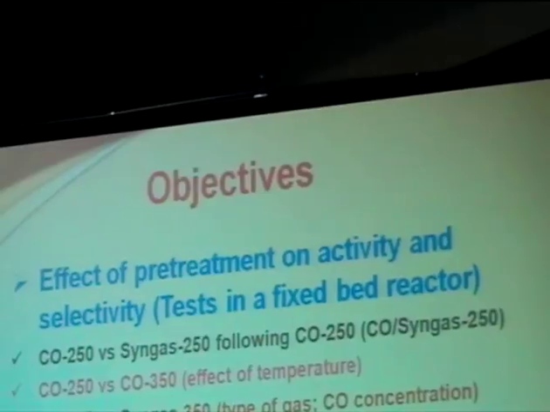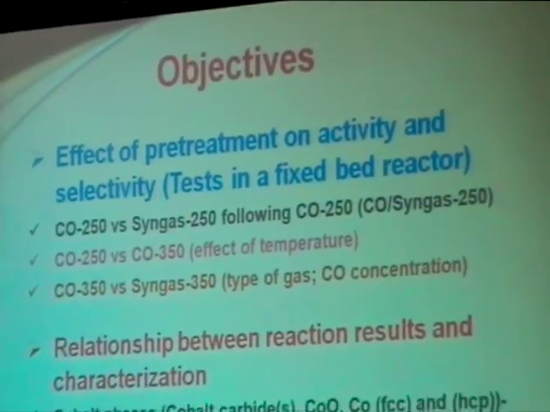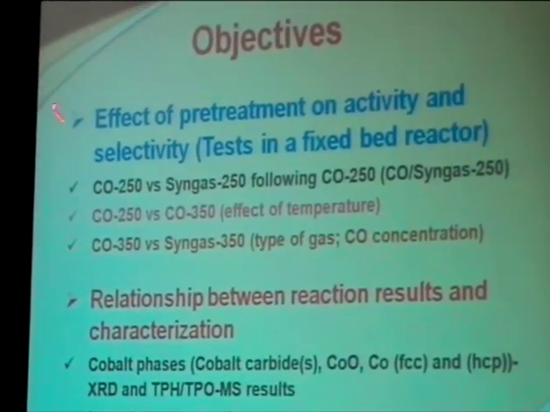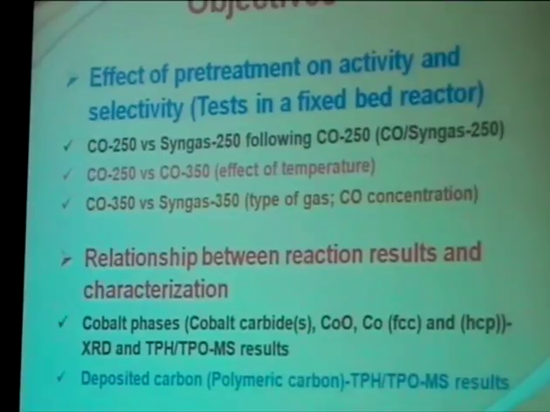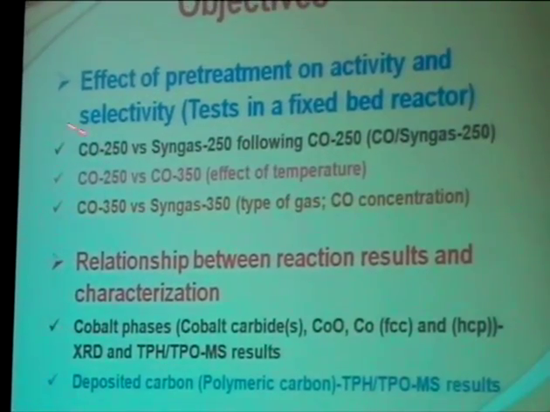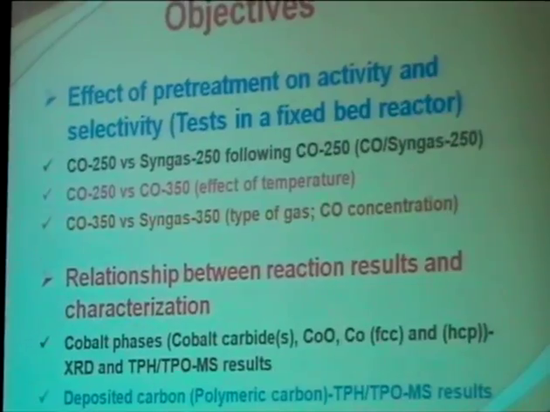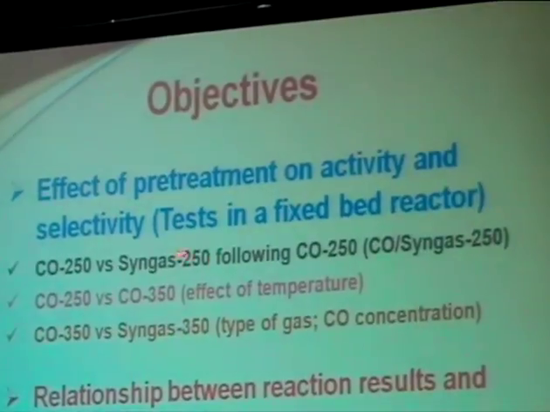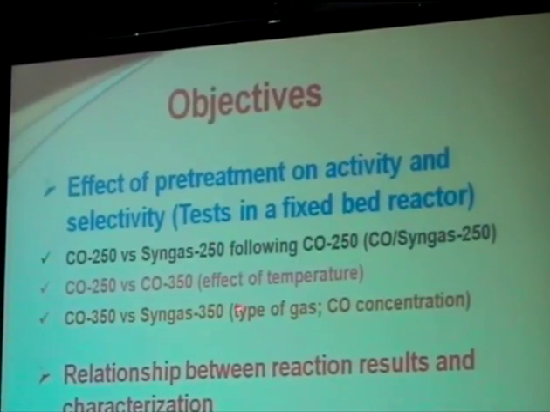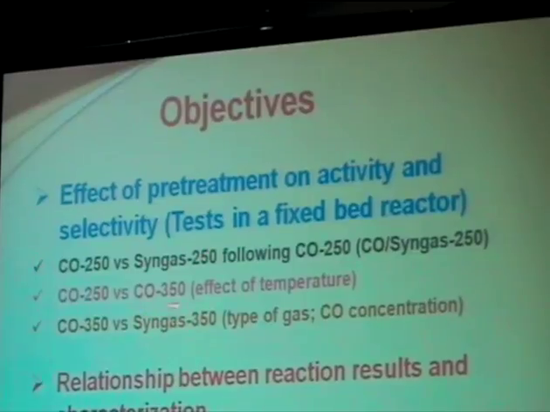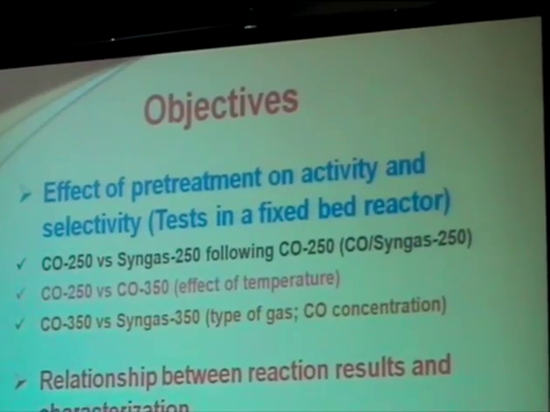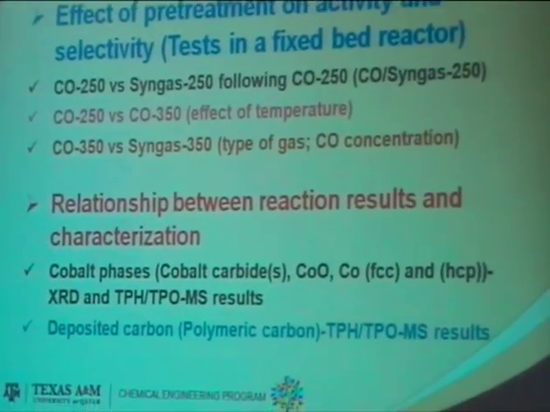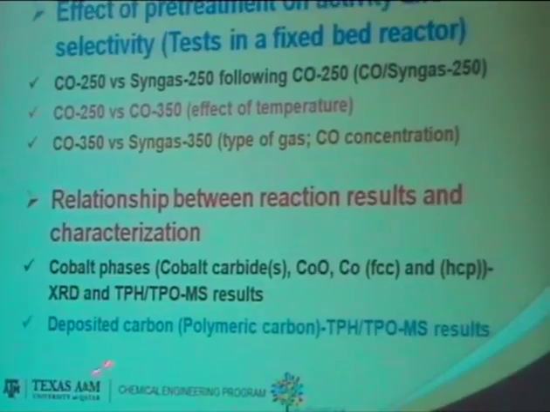Well, Bert did that already with a stir tank. So here we are talking about different pretreatment procedures. We tried some others, and I don't have time to talk about all of this. There are a few, I think 4 of them today. So we did the reduction at 250. And then we did CO followed by syngas at 250, then CO at 350, and then syngas at 350. And we did some characterization with XRD and found different phases.